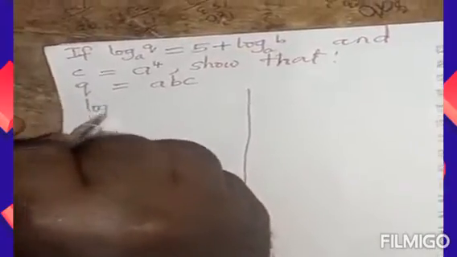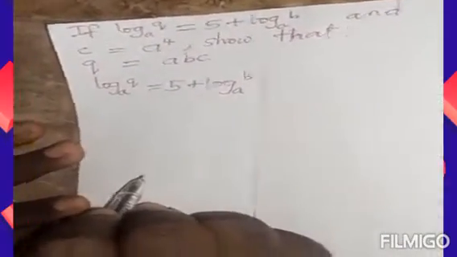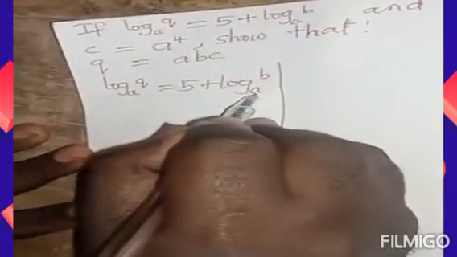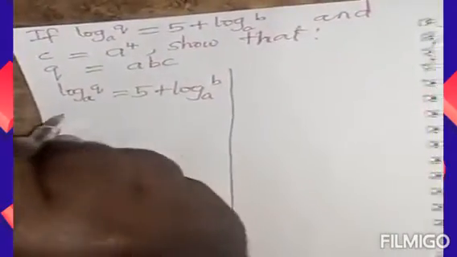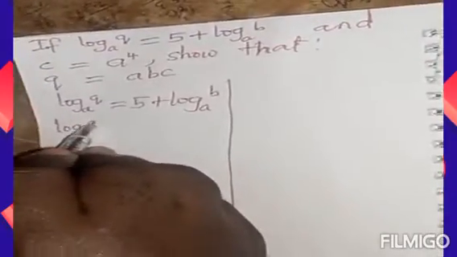Now, to start with, I want to simplify this. Logarithm of q in base a is equal to 5 plus logarithm of b in base a. What do we do? We just need to collect like terms. So I want to transfer logarithm of b in base a to the left hand side. So then this becomes logarithm of q in base a minus logarithm of b in base a is equal to 5.